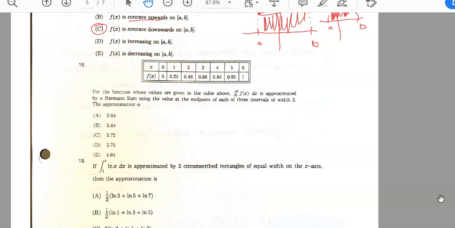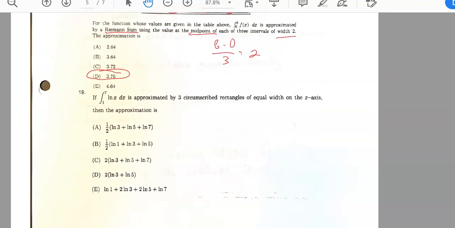Functions, you're going to do a Riemann sum using midpoint rectangles. So now when I do 6 minus 0 over 3 to get this width of 2, you're going to be using the midpoints, so we want to make sure that we're using these values as we figure out the area of the 3 rectangles. Okay, so definitely do that. You should get 3.76.